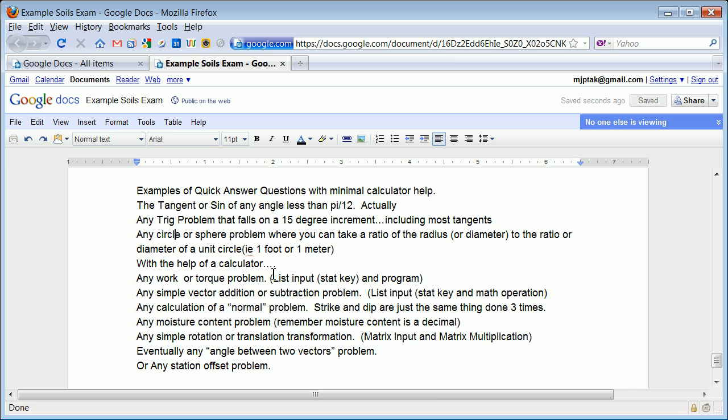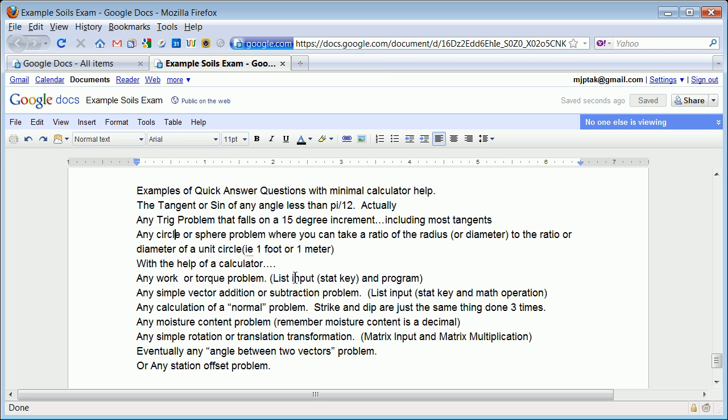For a foot drop, it's 0.15 thereabouts feet leads to a velocity of 3.14157, etc. That equation for the velocity based on height is a classic one. It is equal to the square root of 2g times h, or its change in elevation. So that one is a quick calc with the help of a calculator, any work or torque problem.